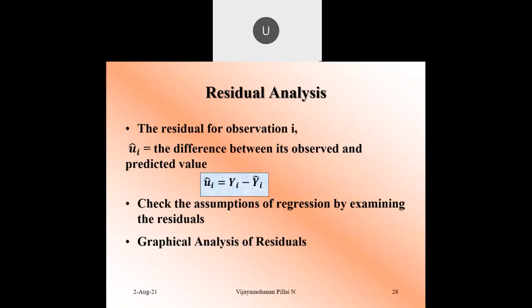So we are coming to the model adequacy diagnosis. And as I have already told you, this is an important stage before hypothesis testing in forecast modeling.